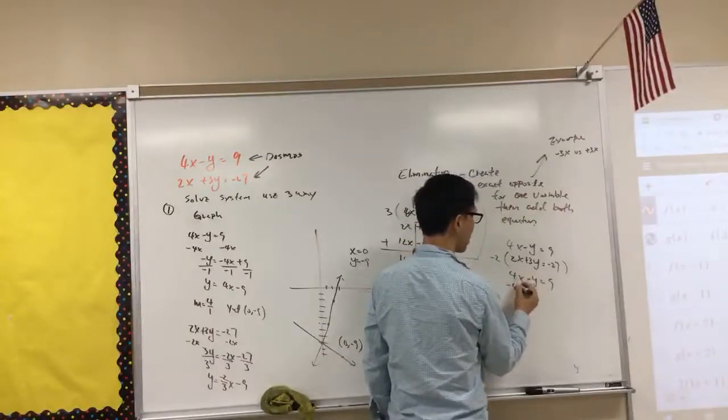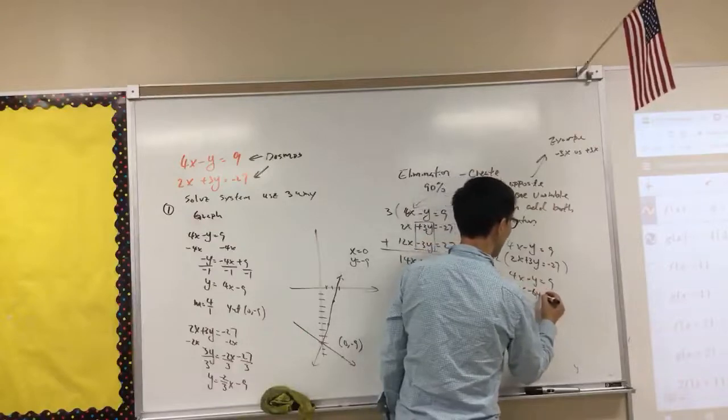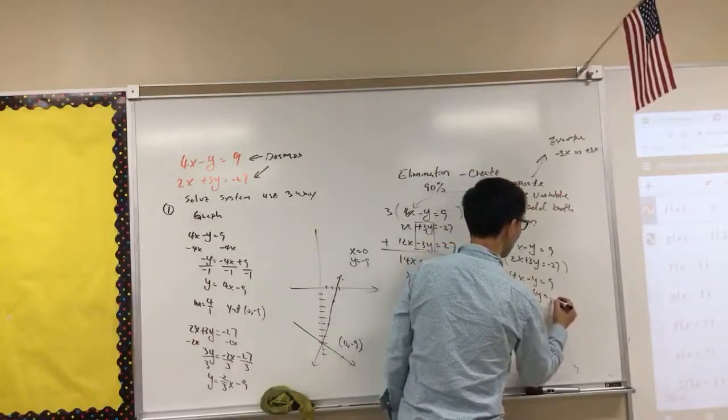So it'll be 4x minus y is equal to 9, and this one's going to be minus 4x. This is the exact opposite. And the minus 6y is equal to what?